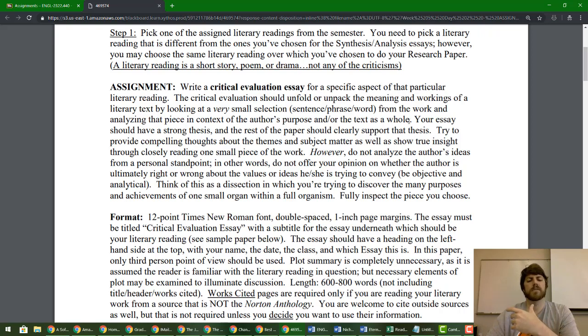And think of this as though it's like a dissection in which you're trying to discover the many purposes and achievements of one small organ within a full organism. I'm most impressed if you don't pick something quite so obvious like the head. You know, like, well, I think that the head is pretty important to the function of the human body. Well, I mean, duh.